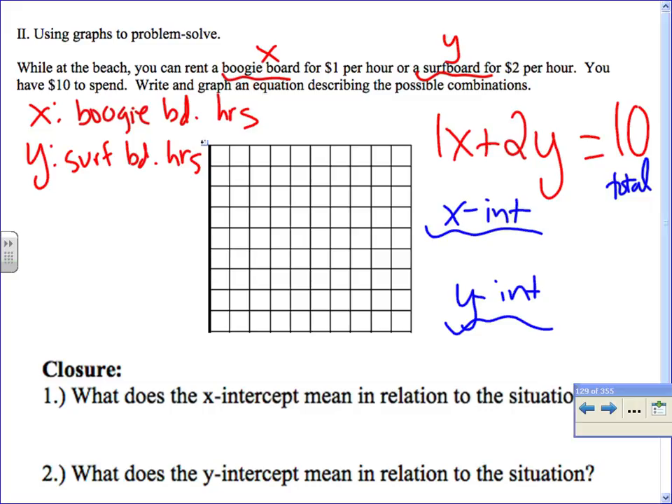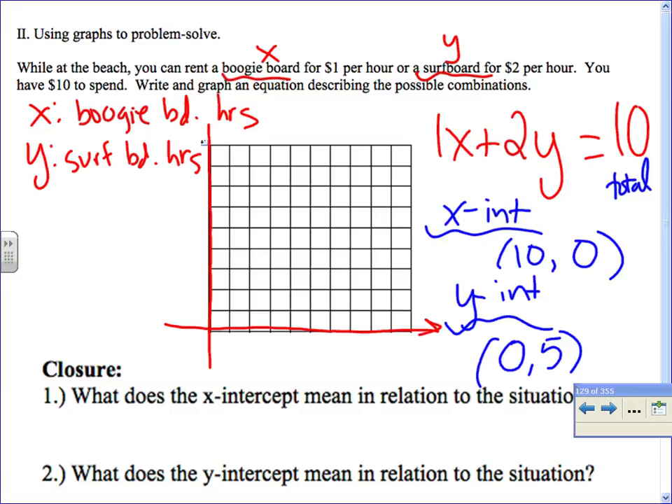All right, Donatus, what's the x-intercept in the surfboard problem? 10 what? Good, 10 comma 0. Charles, what's the y-intercept? Good, 0 comma 5. Now, when you graph this, I recommend using this as the y and this as the x. Okay, x is boogie board hours, and y is surfboard hours.